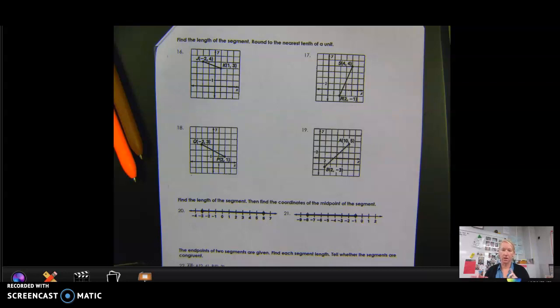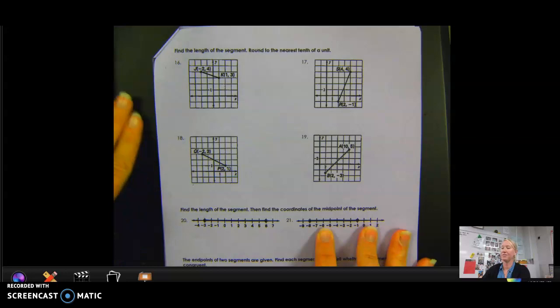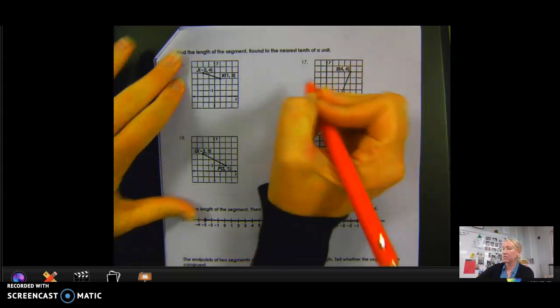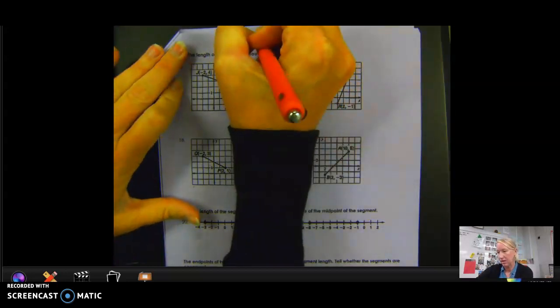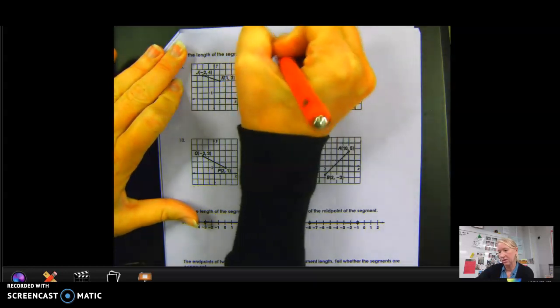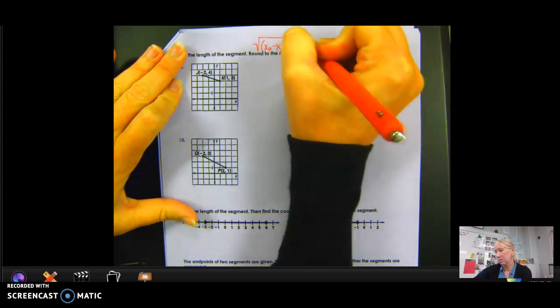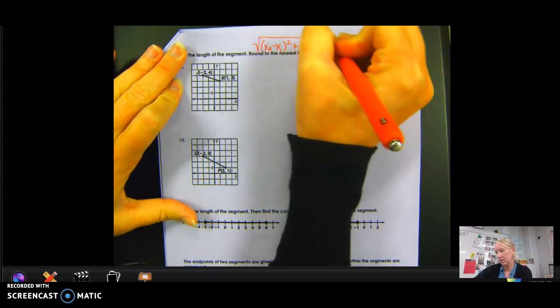Okay, we are going on with 1.3 notes. So this is the second part of 1.3 notes. We're talking about distance now. Okay, so the distance formula: big square root, x2 minus x1 squared plus y2 minus y1 squared.